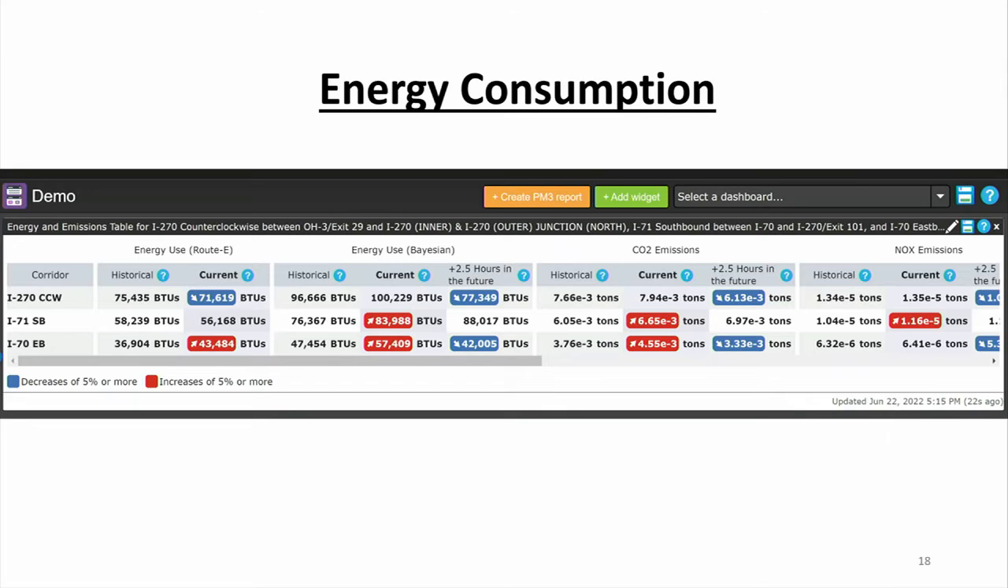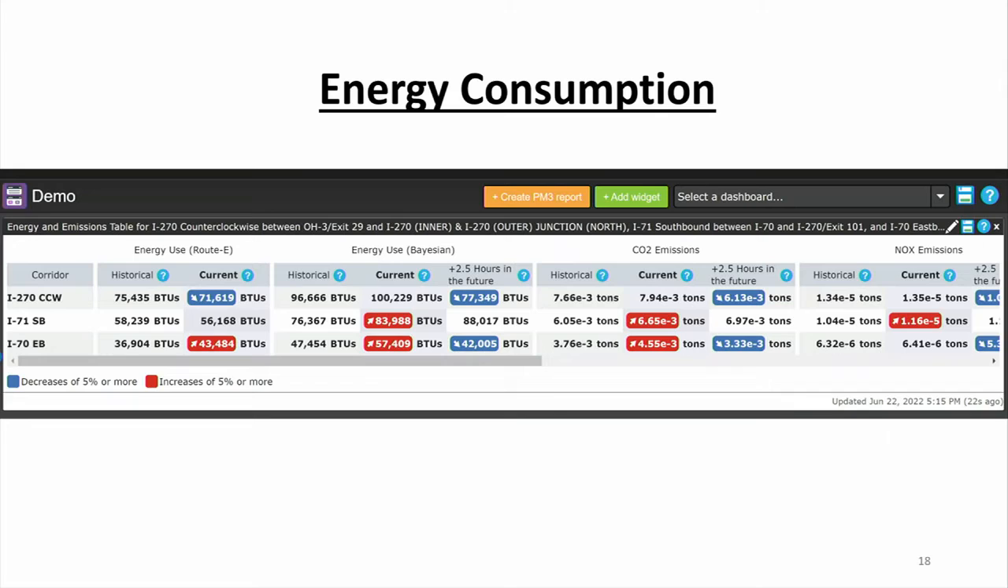So you'll be able to go in and look at any road or corridor, and we'll tell you right now how many BTUs per hour, and compare that to the historic energy consumption, and then even predict what we believe the energy consumption will be in the next couple of hours and whether that's going to go up or down. But also having emissions data and maybe even excess fuel consumption can be on there, attributed to delay and all that sort of stuff.